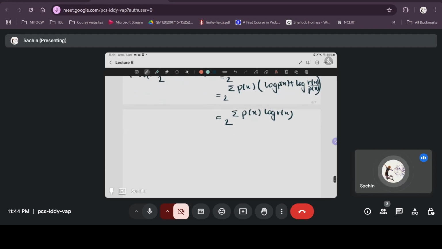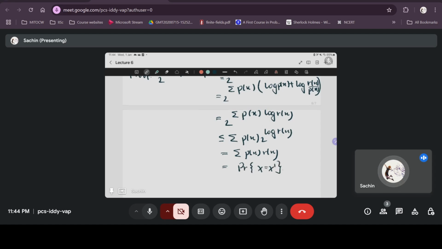Again, by Jensen's inequality, you can write this is less than or equal to summation p of x 2 power log r of x, which is equal to summation p of x r of x, which is equal to probability that x is equal to x dash.